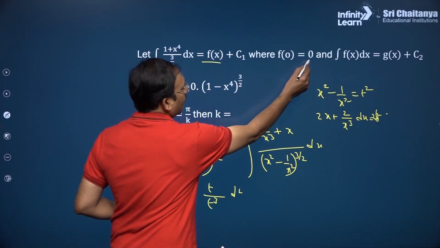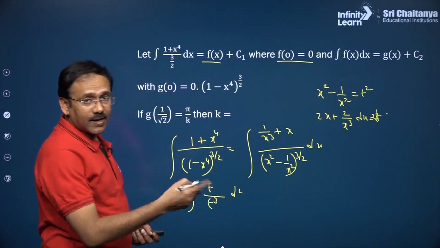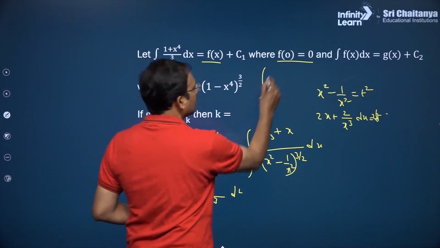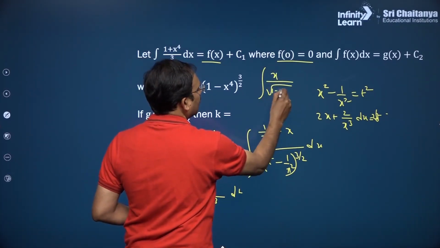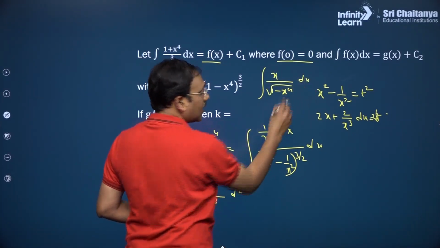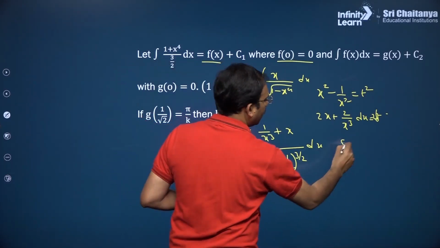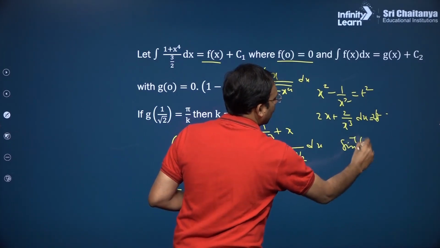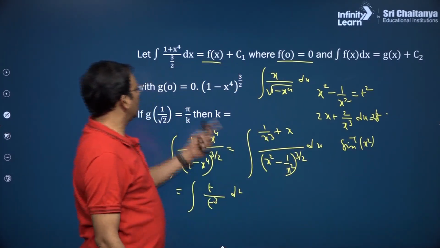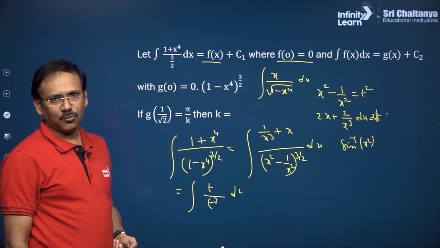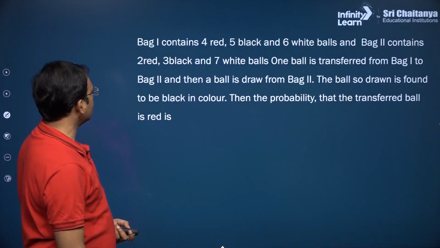Some number will be there, it will be an easy integral you can evaluate, from which you will get f of x. You can find the constant by using this. Then again you do the integral, which becomes integral x by root of 1 minus x power 4 dx. You take x square as t, so that this can be evaluated. Finally you will get sin inverse of x square into some number as the function, and you can find g of 1 by root 2, my dear friends. You will get the answer.